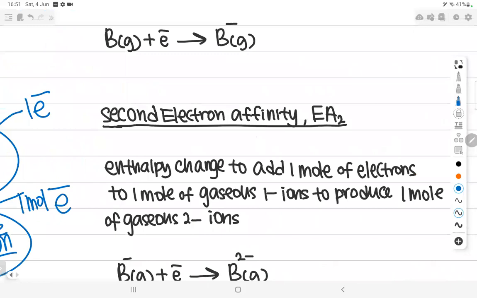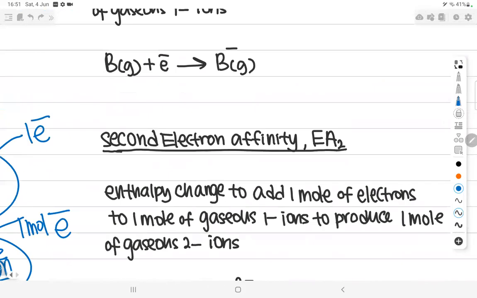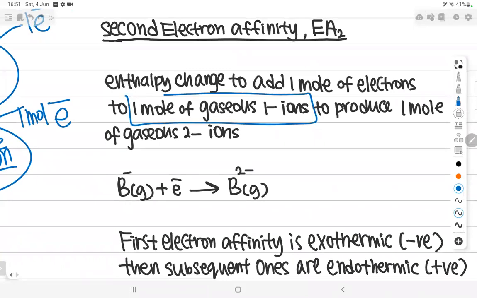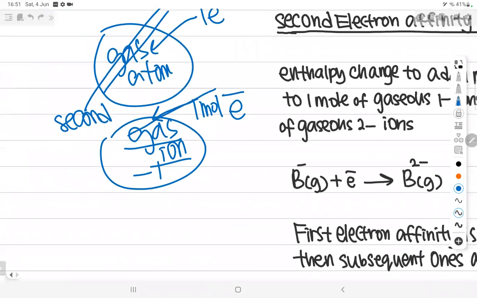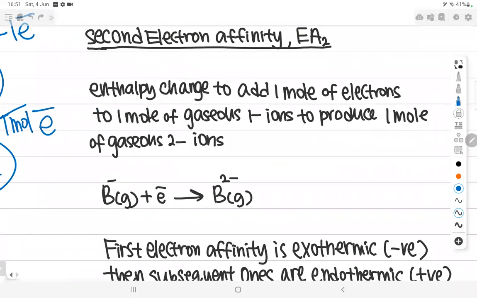So that's why I changed the definition here. This 1 mole of gas atom now becomes 1 mole of gaseous ion. This gas ion is -1. So when you pump in 1 mole of electron into the ion, the -1 will become -2. So in the end, you will produce 1 mole of gaseous 2- ion. So same thing is still matching, right?